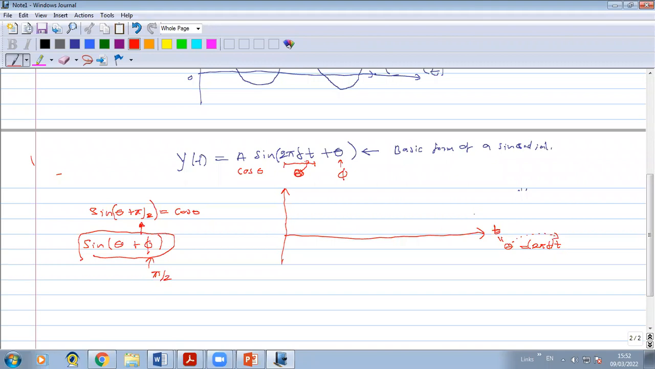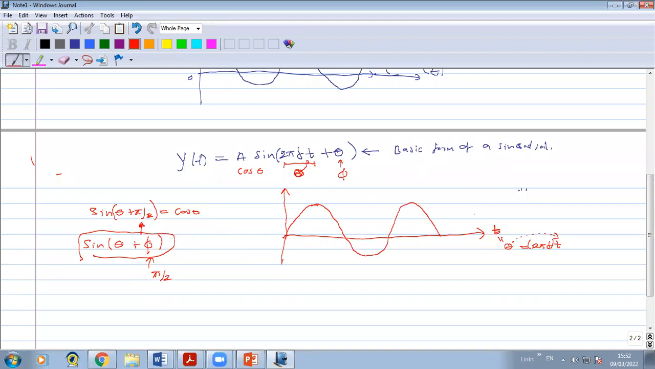The angle of the, so here it should be angle. So the angle is changing. If I consider this theta is 0, the sine wave is starting here at 0. So it will go like this.